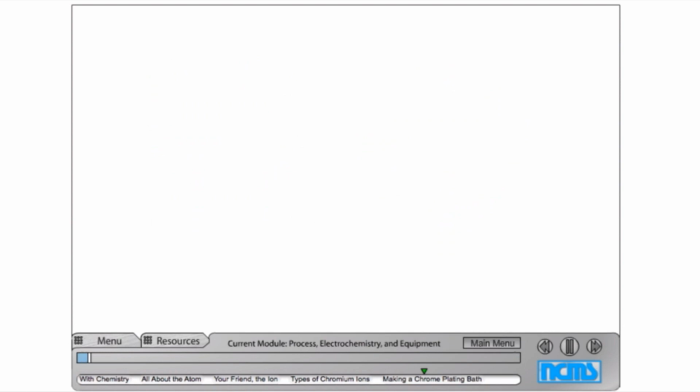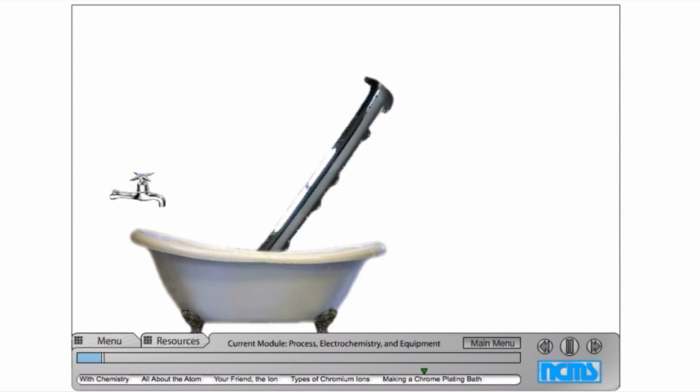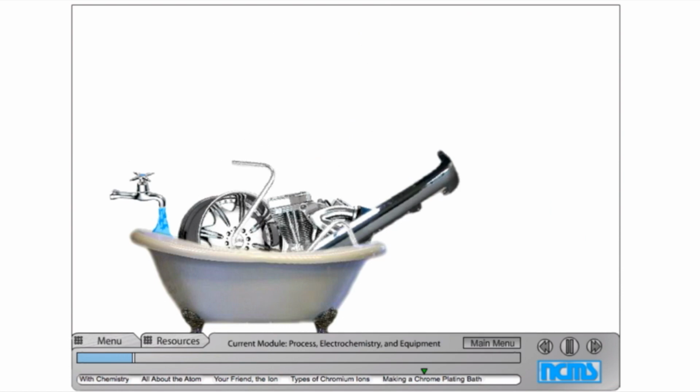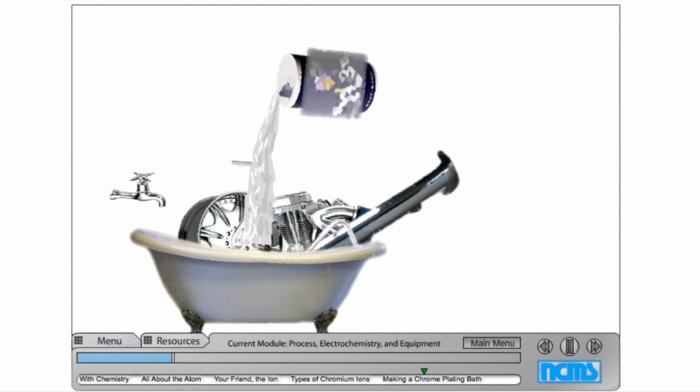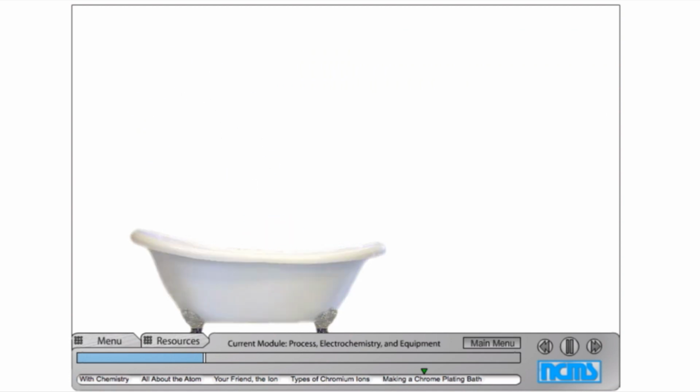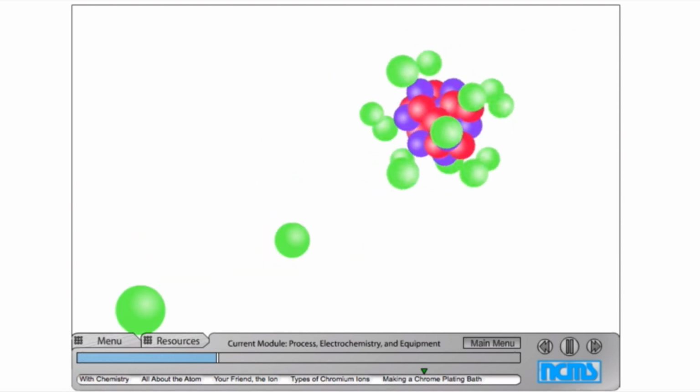So how do you make a chrome plating bath? Basically, you need to dissolve chromium in water. Unfortunately, pure chromium is a metal and doesn't dissolve easily. However, certain chromium ions are very happy to bond with ions from other elements to form compounds, typically oxides or salts, and these dissolve in water just fine.